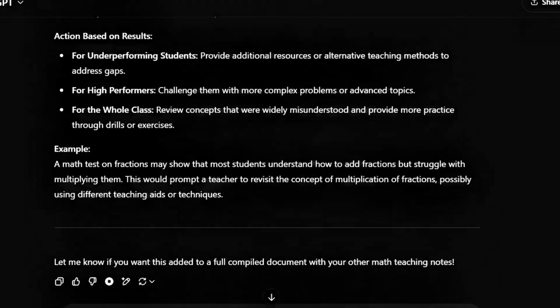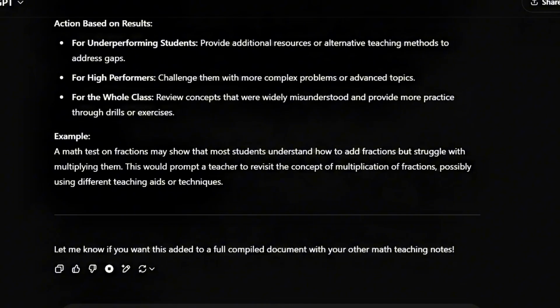Action based on results. For underperforming students, provide additional resources or alternative teaching methods to address gaps. For high performers, challenge them with more complex problems or advanced topics. For the whole class, review concepts that were widely misunderstood and provide more practice through drills or exercises.